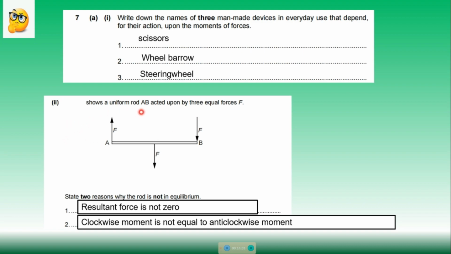The figure shows a uniform rod AB acted upon by three equal forces F. State two reasons why the rod is not in equilibrium. The resultant force is not zero, as this force is cancelled out by this force, but there is one more force. The clockwise moment is not equal to the anti-clockwise moment. So for equilibrium, the resultant force must be zero and the total torque must be zero.